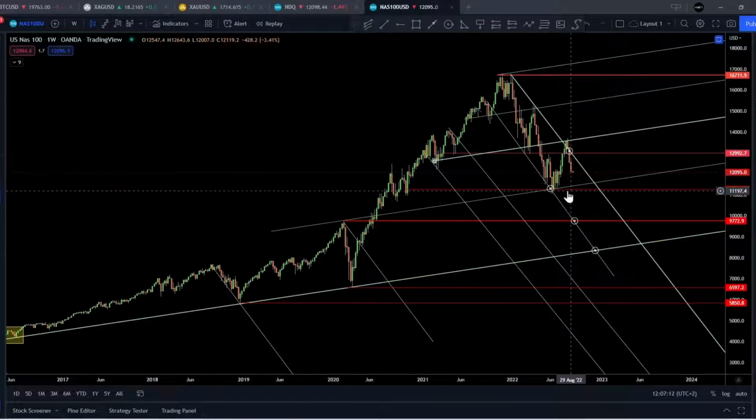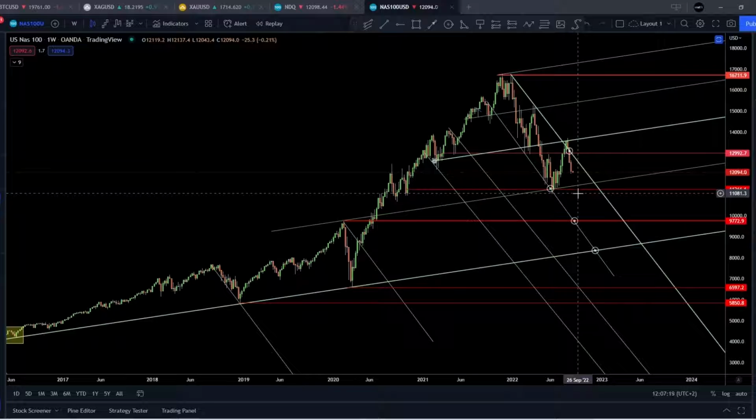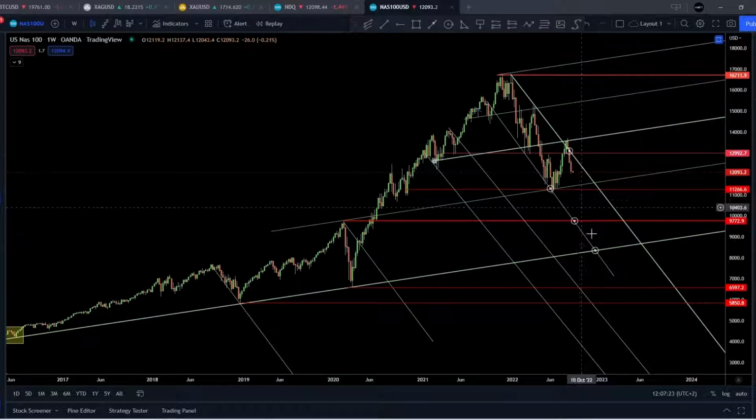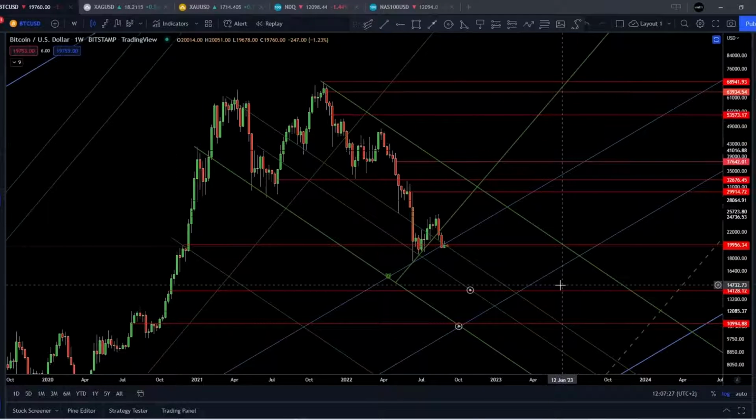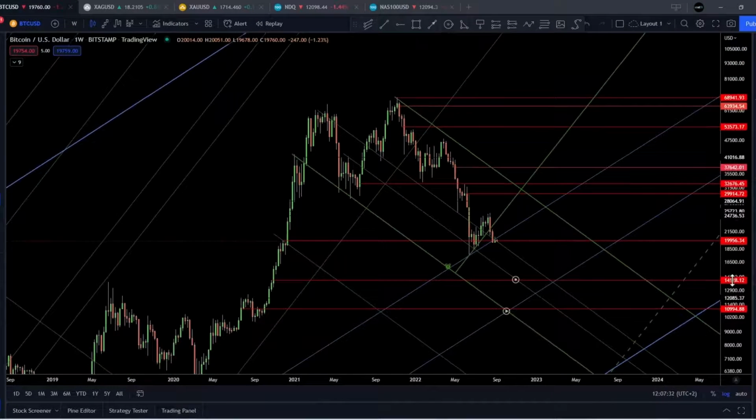We need confirmation. The break of this ascending support would be the intermarket confirmation that we are headed to a second half of the year with a more negative mood, also probably seen in the crypto markets.